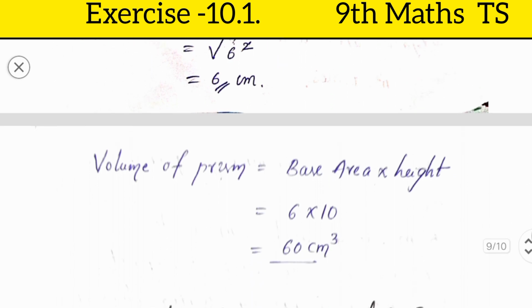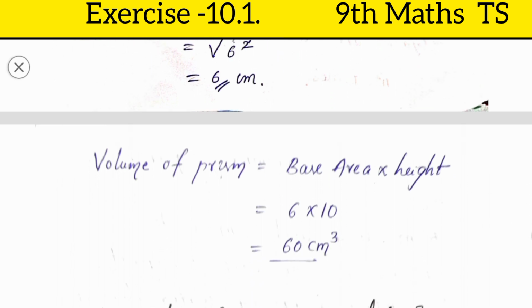Why are you finding the area of the triangle? Because of the volume of prism formula: the volume of a prism is base area into height. So first you find the base area. The base area is 6 square centimeters. Then the height is 10 centimeters. So 6 into 10 is nothing but 60 cubic centimeters. This is your final answer.